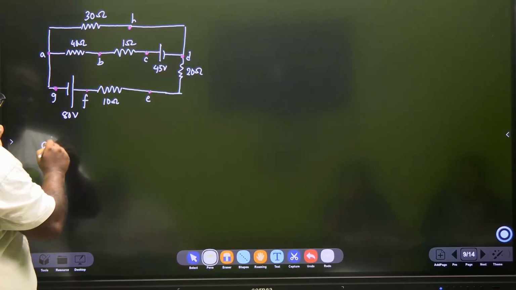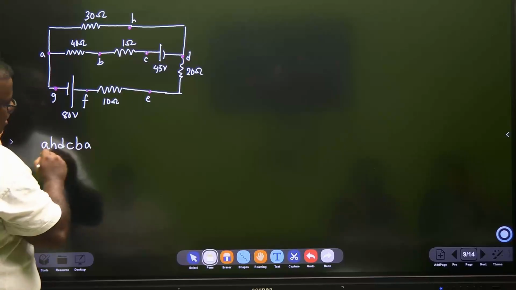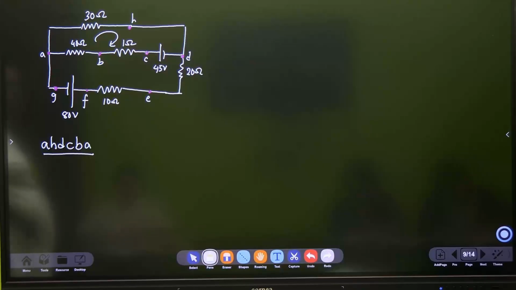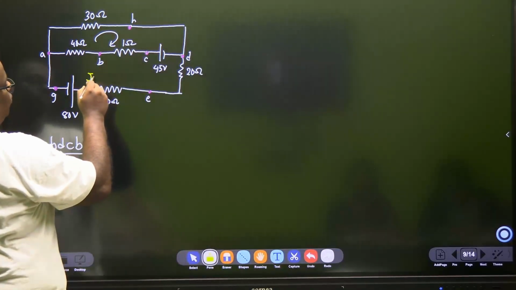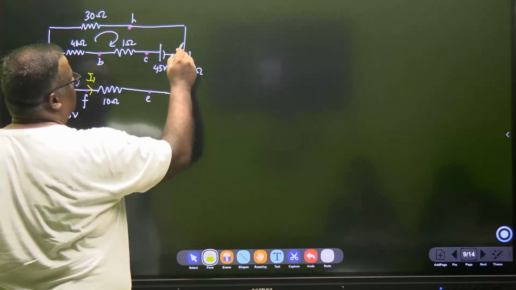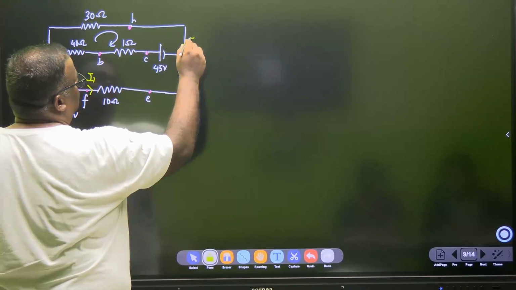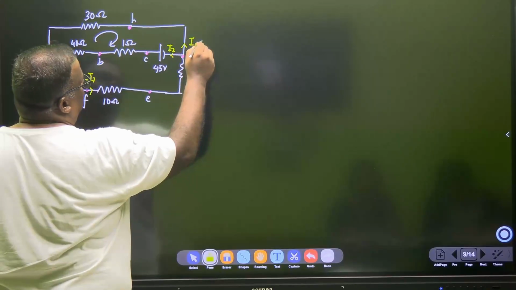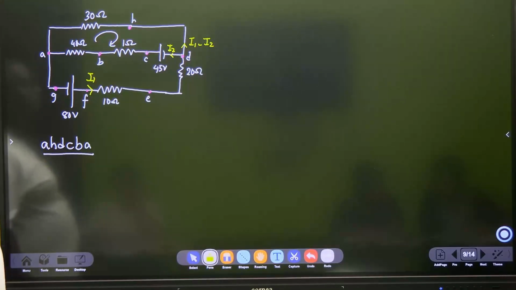A, H, D, C, B, A. That means we are moving this way. Clear? Okay. How do you want the current to come out? Current's direction. Let's say we have a current I1 flowing from here, right? And I1 splits to, what is the current out here? Let's say this is I2, this is I1 minus I2. NCERT has put an I3 also. Reduce the variables. If you reduce, it becomes easy.